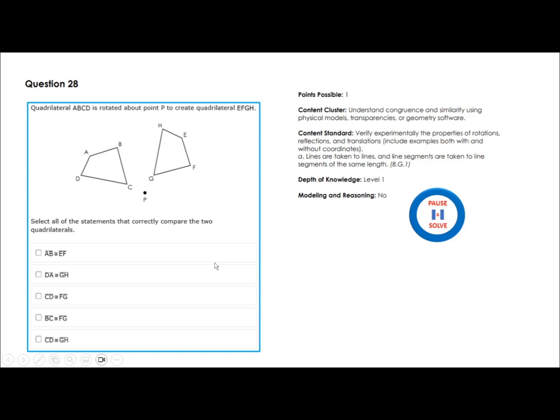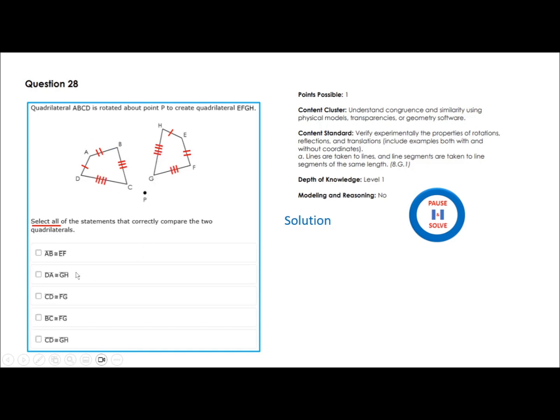Quadrilateral ABCD is rotated about point P to create quadrilateral EFGH. Rotated about a point P, so I rotated this around. Select all, meaning more than one option, of the statements that correctly compare the two quadrilaterals. Okay, so what I can do is look at this small edge. This matches this. This matches this. This matches this. DC matches this.